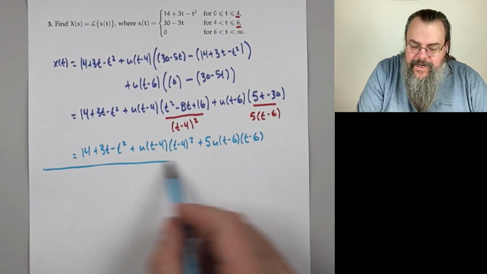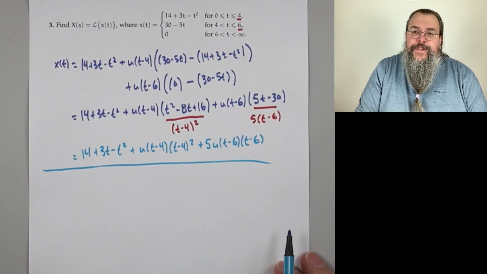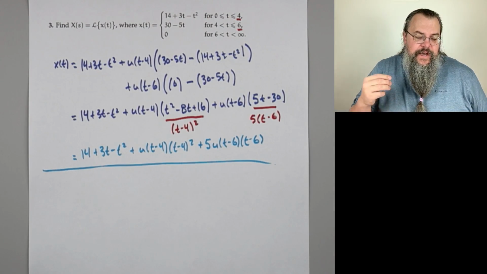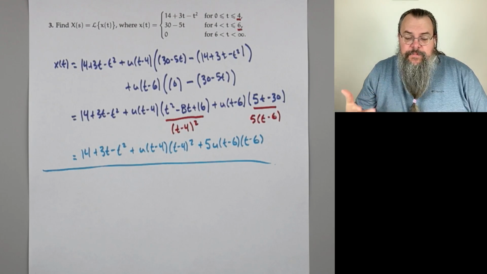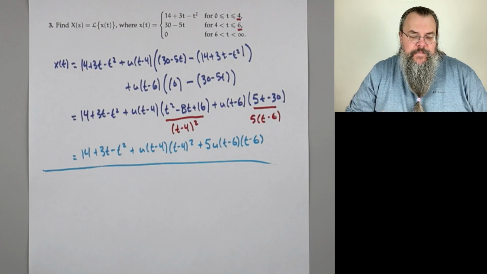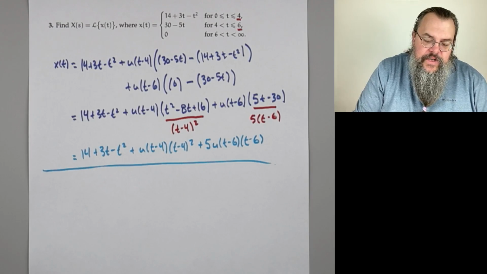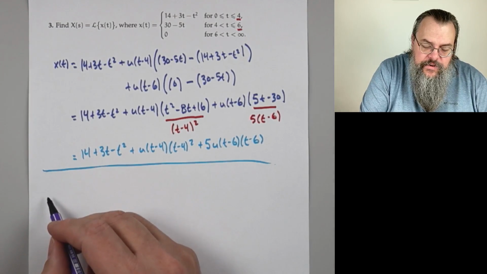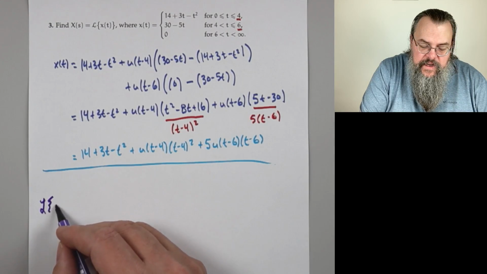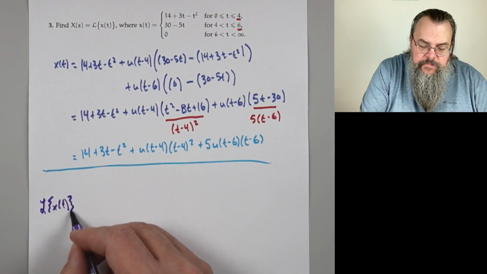All right, now we're not done. What we have done, though, is put ourselves in good shape. And in particular, the good shape that we're in is we've written it in the right way. So we can now take the Laplace, just going through piece by piece. So the Laplace of our x of t, which is what we're after.